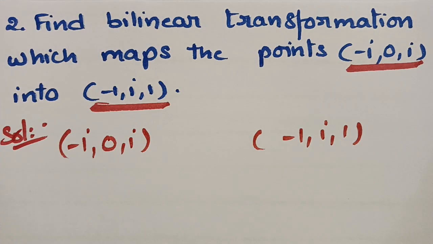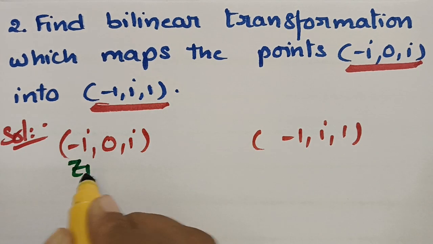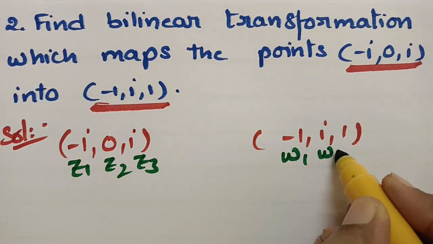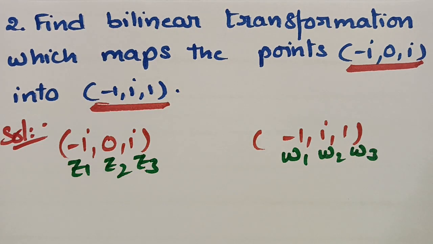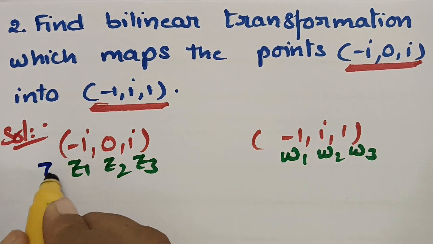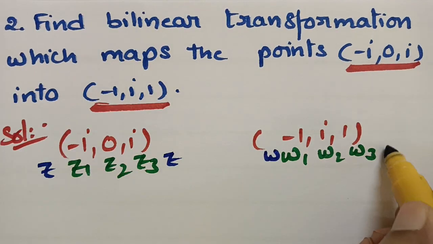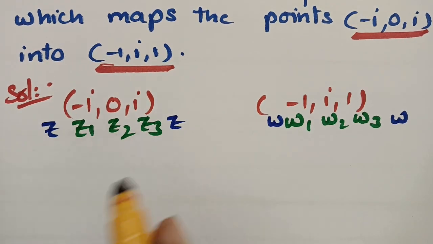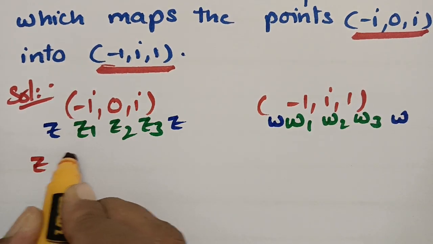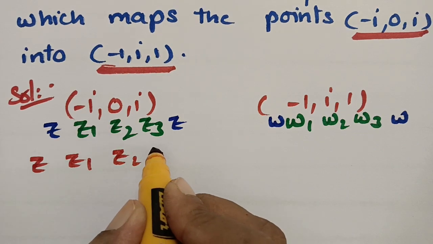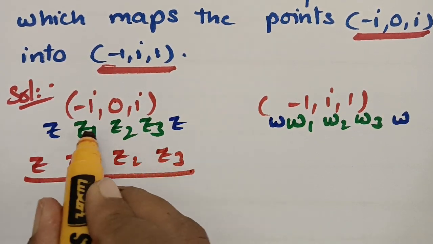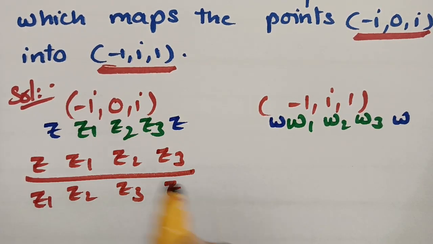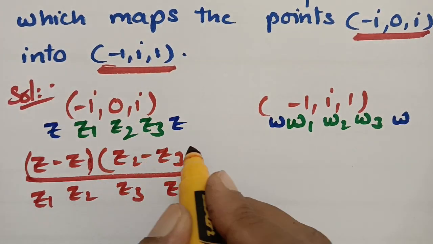Here, if I consider these values as Z1, Z2, and Z3, and these values as W1, W2, and W3, please insert Z on both sides in order to remember the formula, and W on both sides. Now the formula is going to become, first of all, if I consider these 4 points, Z1, Z2, Z3, and Z. So this is going to become our formula here.